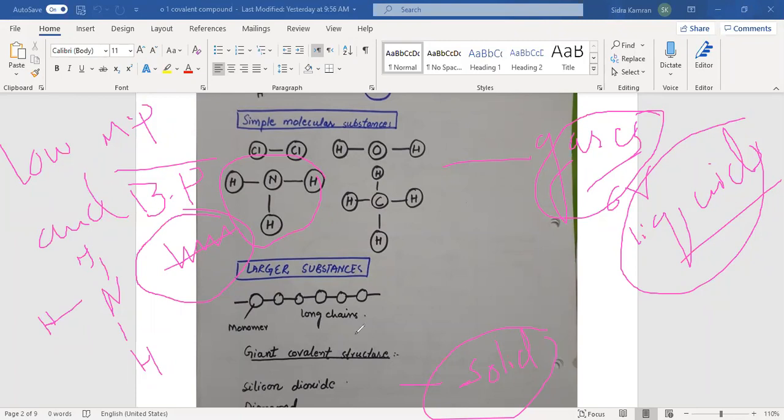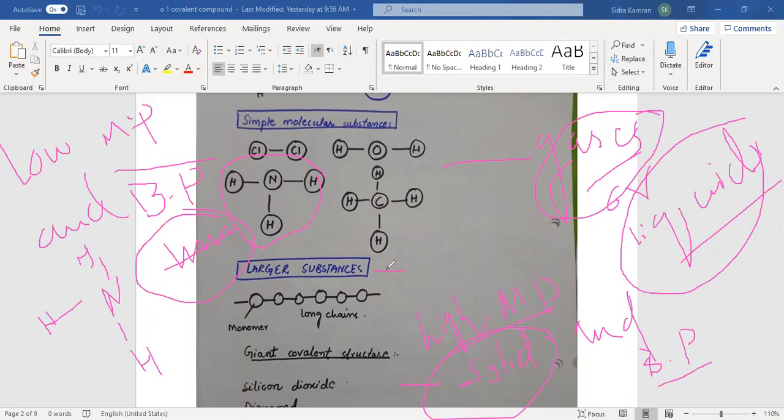In contrast, complex macromolecular covalent compounds, the larger substances, are solid because of their lattice structure, and they have high melting and boiling points. Because of their solid nature and joint structures, you need a very high amount of energy to make them vibrate and separate their molecules, because there are no weak van der Waals forces between them. All the atoms have strong covalent bonding, arranged in the form of a lattice structure. That's why they have very high melting and boiling points.